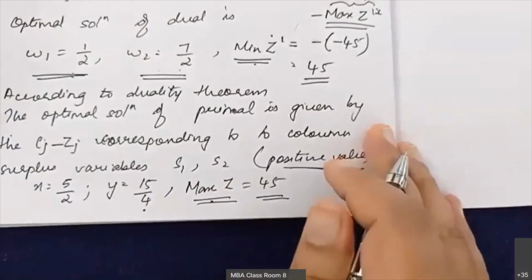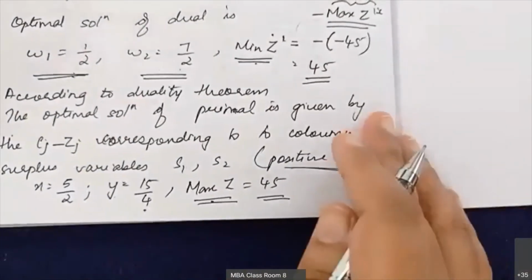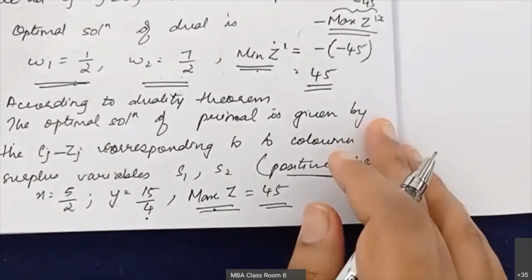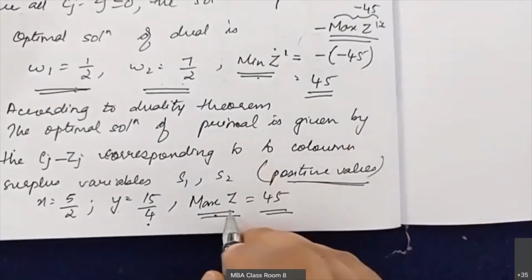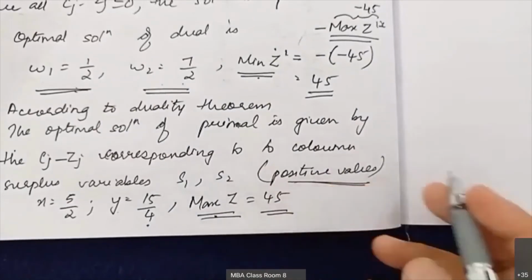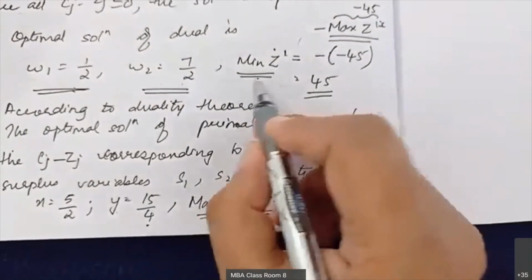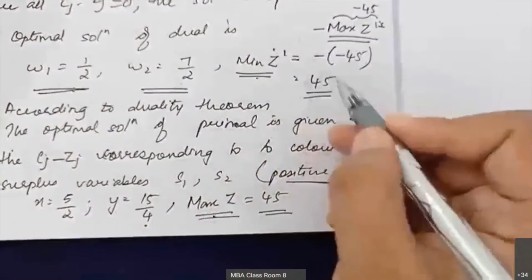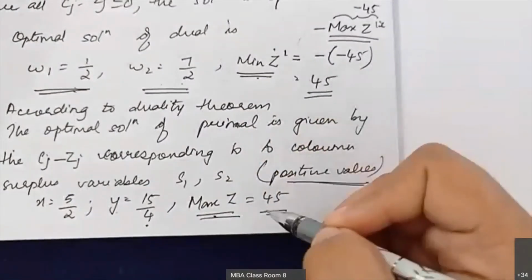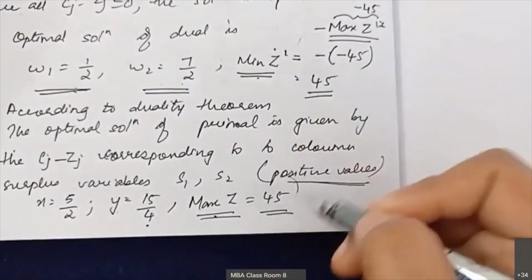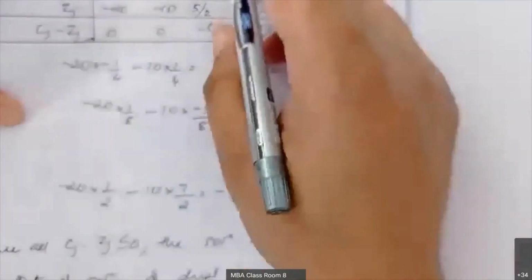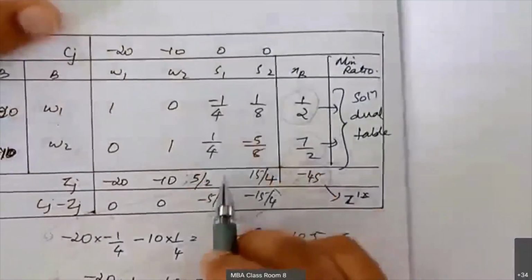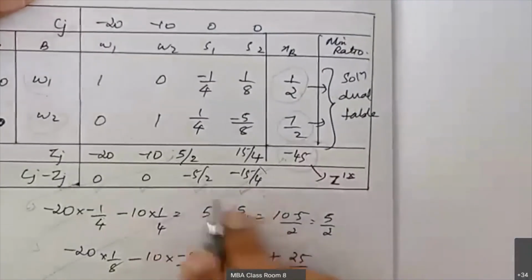Why? Because the duality theorem says that in the optimal and finite condition, the value of maximization Z and minimization Z is going to be the same. We got minimization Z dash is equal to 45, so this same value is going to be the maximization Z value. Is it clear? So we'll get x and y from the dual table. Go and check the last row corresponding to the slack or surplus variables. You will get x and y.